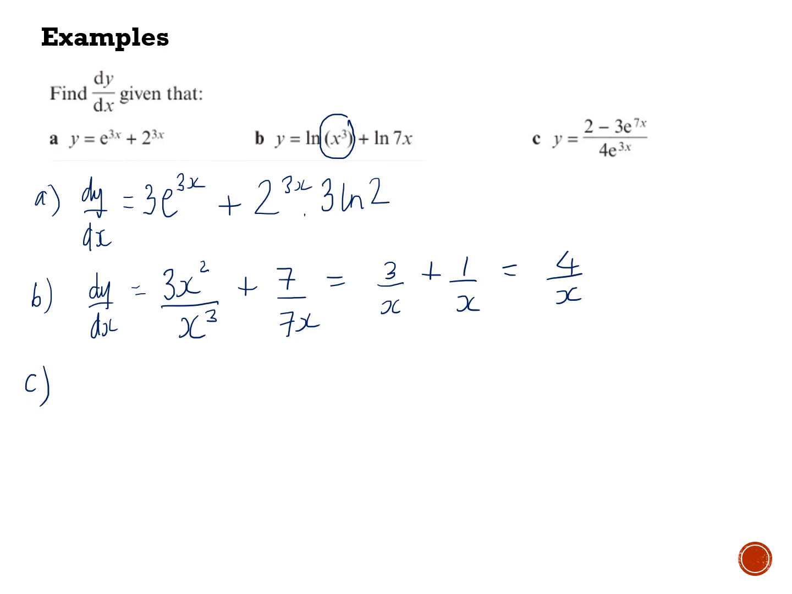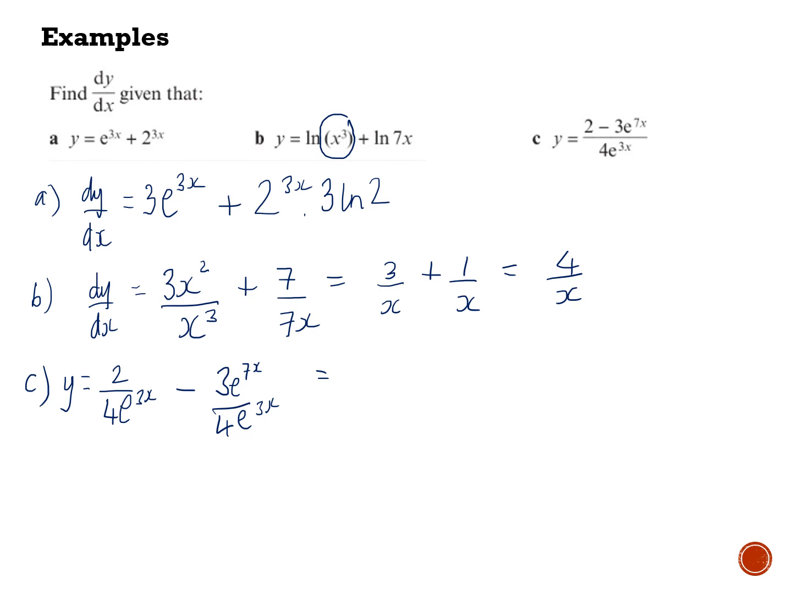Okay, now, y is a fraction, that's called a quotient. At the moment, we haven't done the quotient rule. We will do the quotient rule. Okay, so all we can do for this at the moment, hopefully what you thought was split it into 2. So I've got 2 over 4 e to the 3x minus 3 e to the 7x over 4 e to the 3x. So I've only got a single term on the bottom, so I can split it into 2 separate bits. Let's just simplify that a little bit, okay?